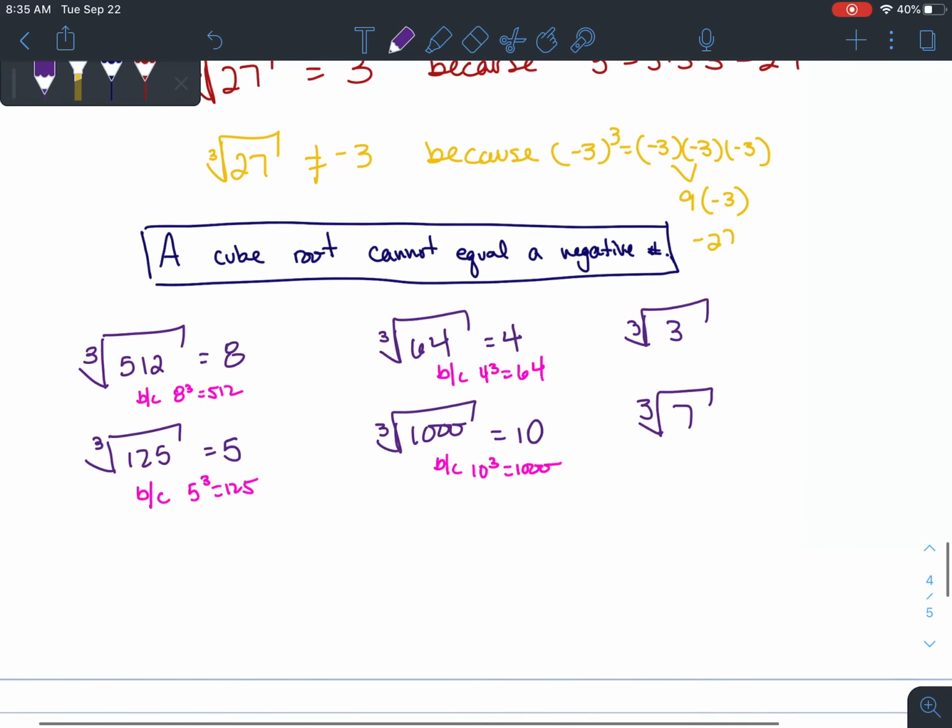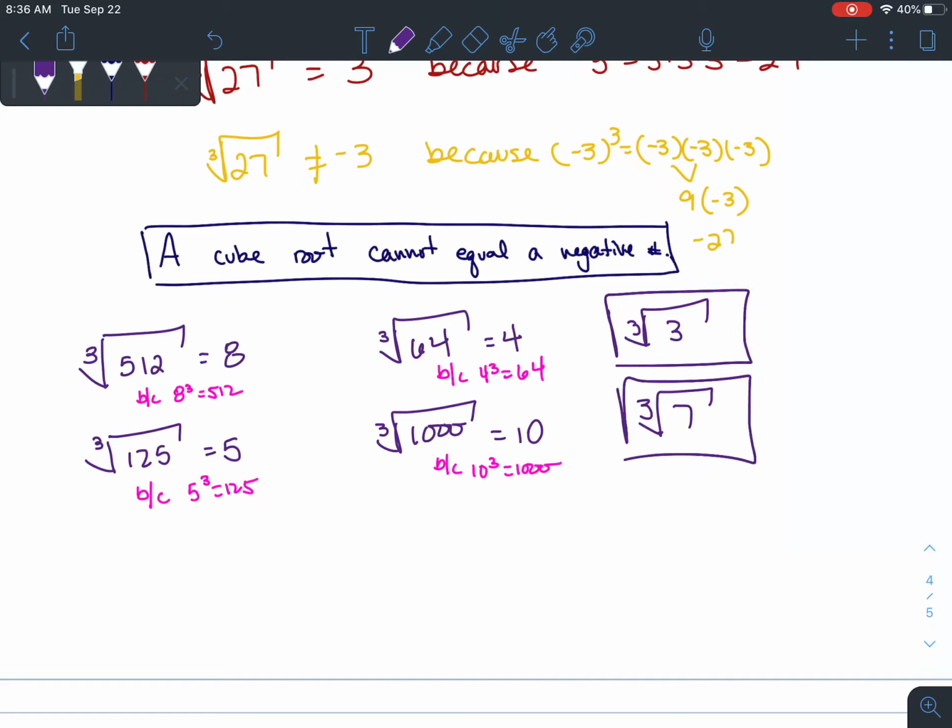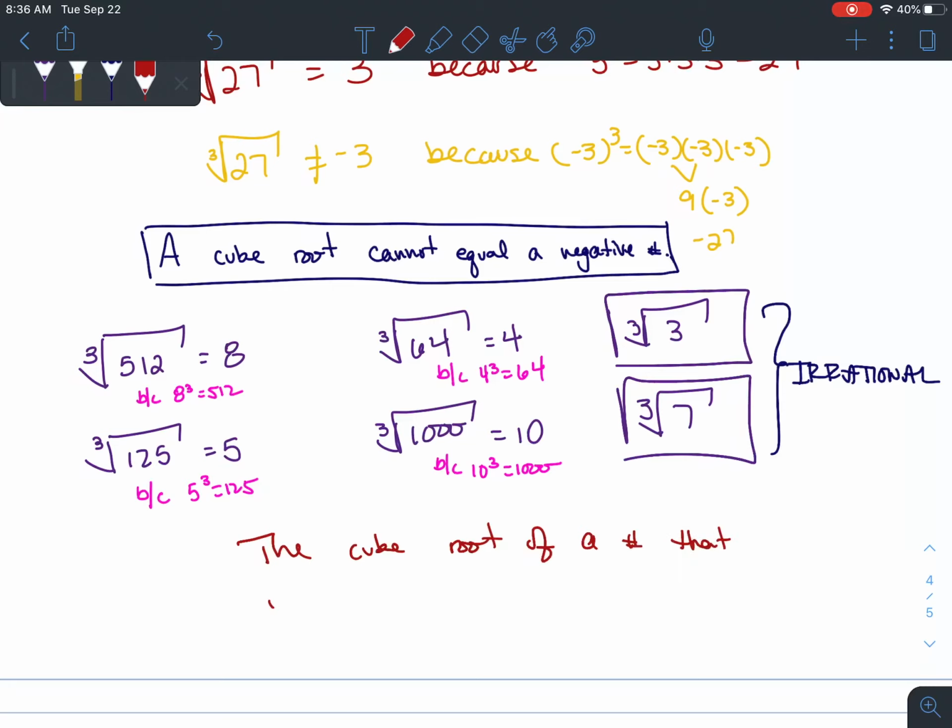What about the cube root of 3? It's irrational. That's right. It just stays there. Same thing with the cube root of 7. If you put that into a calculator, it would be an irrational number. Same idea as before. The cube root of a number that is not a perfect cube is irrational. And you just leave it written just like that.